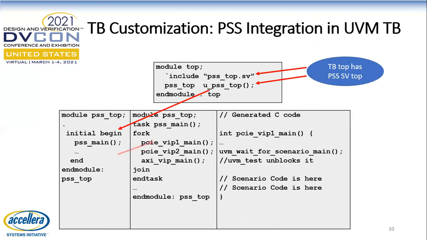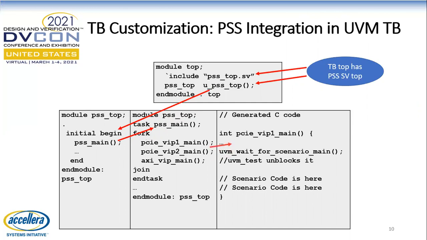The PSS main task has a fork join. As you can see, there are 3 threads. The PCIe VIP 1 main, PCIe VIP 2 main, and the AXI VIP main threads are there. I would like to inform that we are using Coreless SoC, hence the AXI VIP is used.